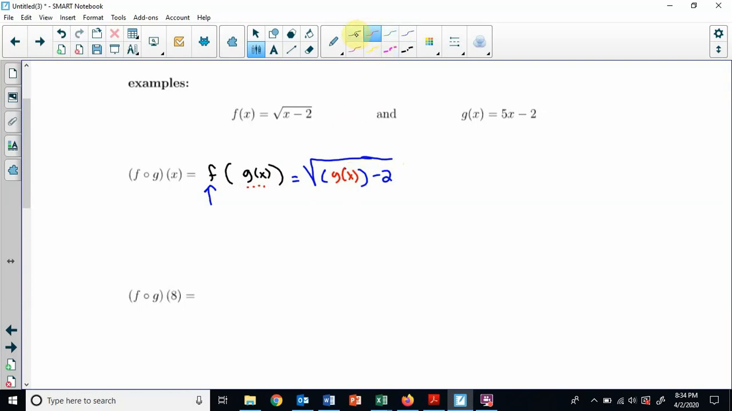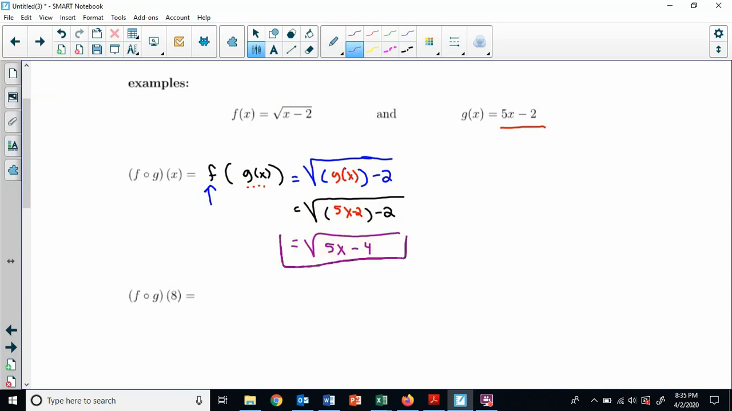Okay, so can I rewrite this? And instead of g of x, can I put the function that it's actually representing in there? Yeah. So what is g of x? 5x minus 2. Alright, now let's see if this simplifies any. And it will, because minus 2 and minus 2 are like terms inside this. They're both inside the radical, so I can get minus 4. Now these are not like terms. I cannot square root this whole polynomial. So there we go. That's all we can do. Square root of 5x minus 4.